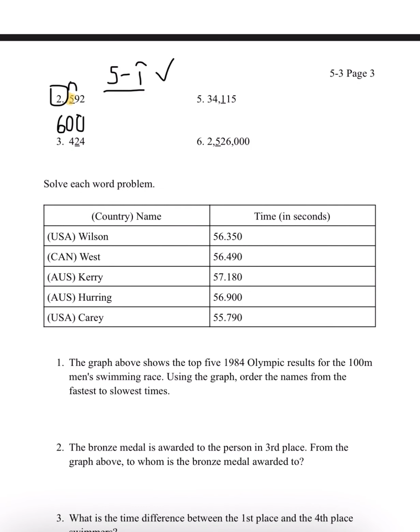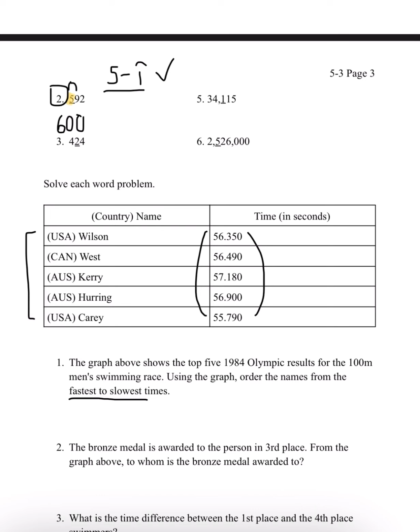Lastly, we have a word problem. So number 1, it tells us the graph above shows the top 5 1984 Olympic results for the 100-meter men's swimming race. Using the graph, order the names from the fastest to slowest times. So we're going to order these names here on the left, and we're going to use these times to see who's the fastest to the slowest.